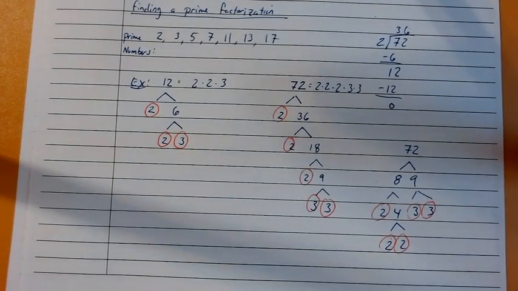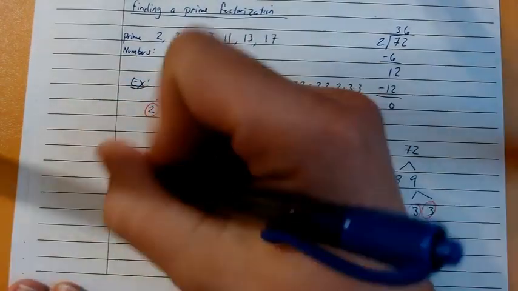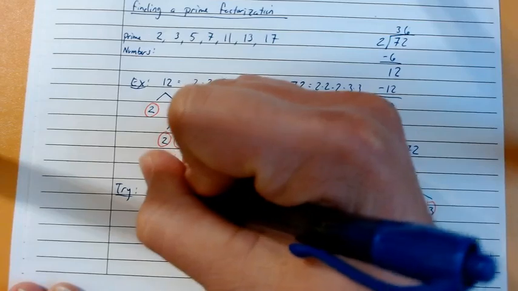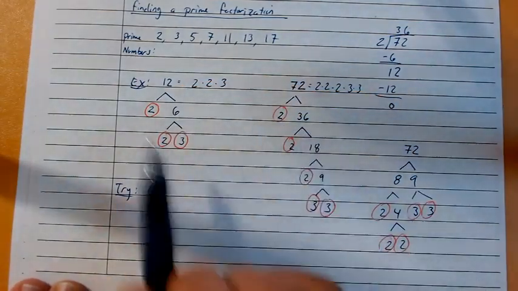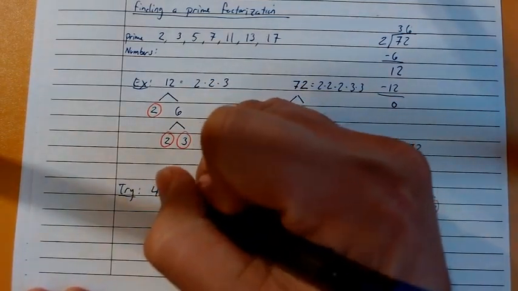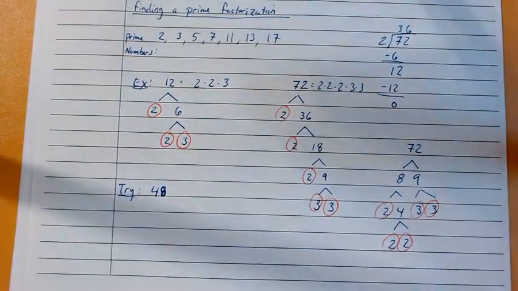So go ahead and give this a try with the number 48. Go ahead and take the number 48 and perform this procedure. Go ahead and find the prime factorization. Pause the video, and once you have an answer, go ahead and unpause and we'll go through it together.